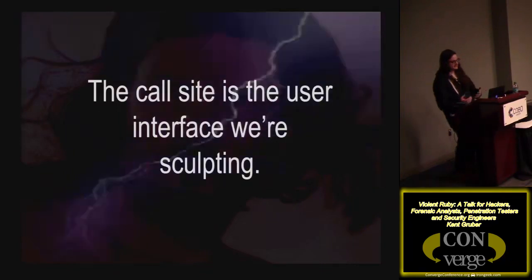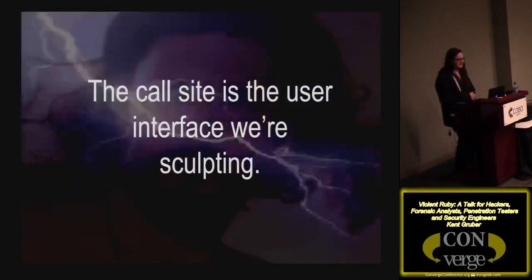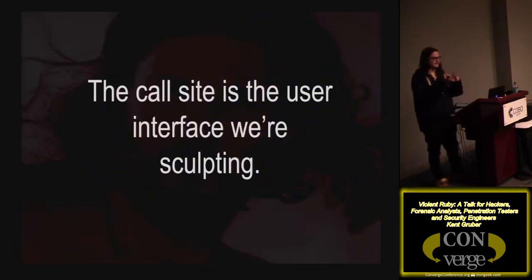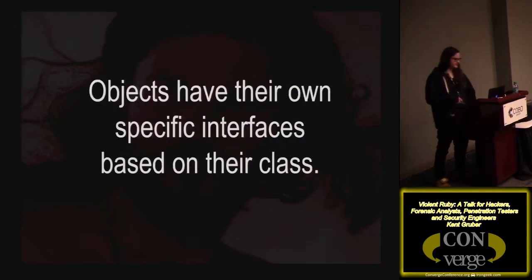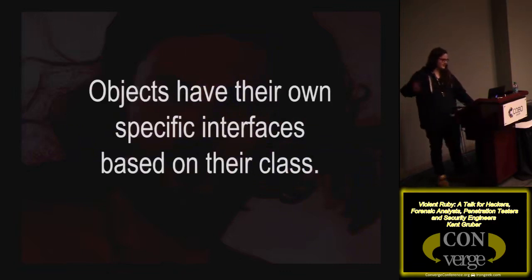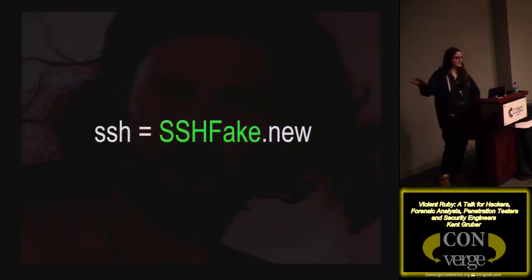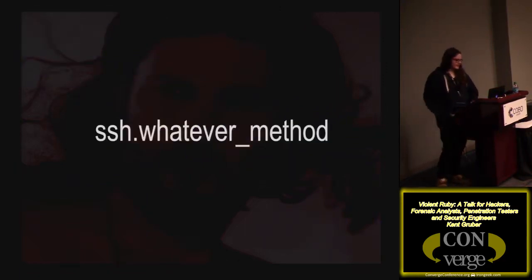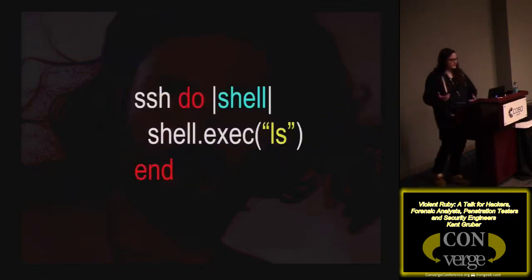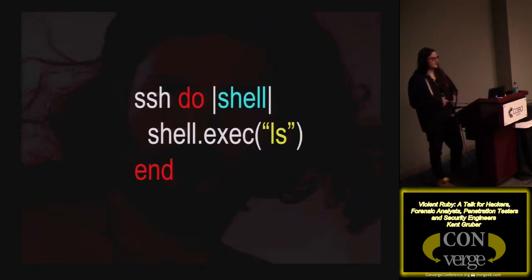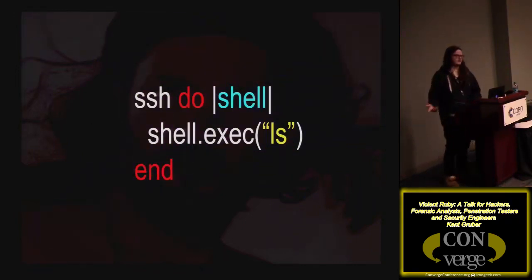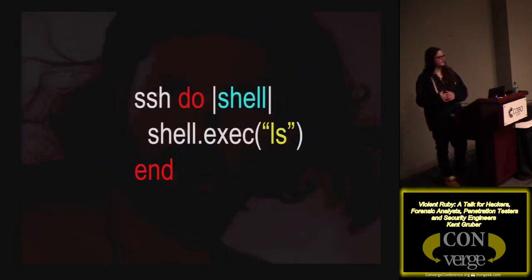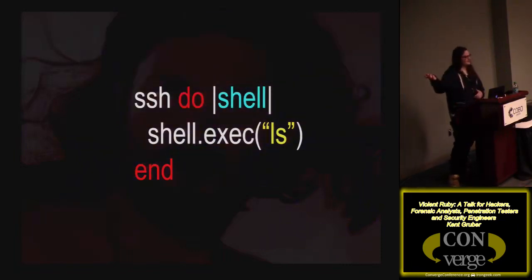Inside of Ruby, what I find the most fascinating bit is you have this call site, and this is a little computer sciencey. Objects have their own little interface based on their class. So let's say you have this SSH object, the SSH fake new, of this SSH fake class. That underscore red thing, that's where I put a dot to do, say, brute force, whatever method is the user interface that we're building. So we could do ssh.do, and then in that shell instance, exec an ls command, for example. You can build up these very simple interfaces that convey what they do in a really elegant way, I think.